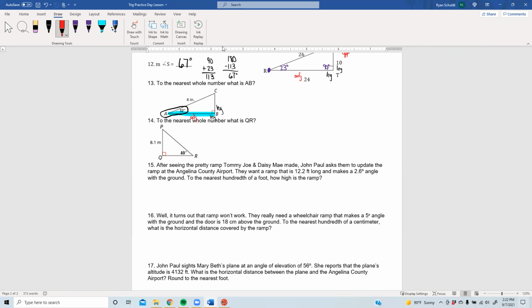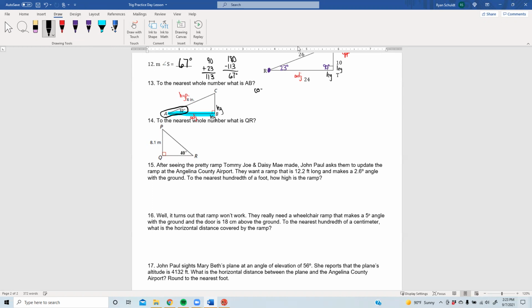And what about the hypotenuse? Oh, what about the 4? I just totally gave that away. The 4 is our hypotenuse. 4 is the hypotenuse. So, which one uses adjacent and hypotenuse? That would be cosine. So let's set it up.